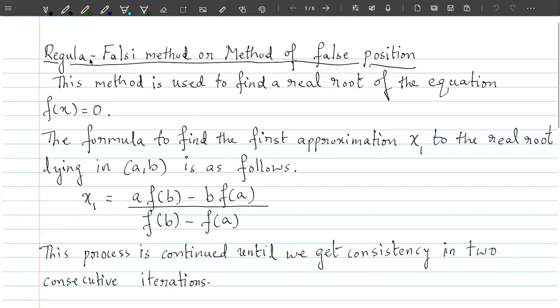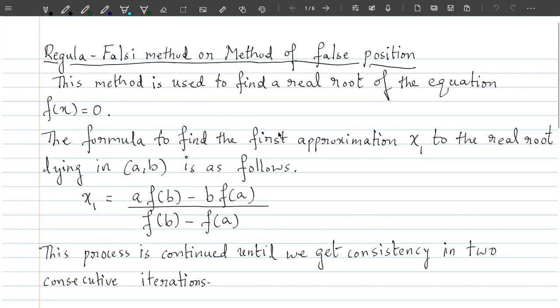The next topic is regula falsi method, or method of false position. This method is used to find a real root of the equation f(x) = 0. That is similar to the Newton-Raphson method. Here also we find a real root of the given equation by using one method. So here the formula is x1 = (a·f(b) − b·f(a)) / (f(b) − f(a)).